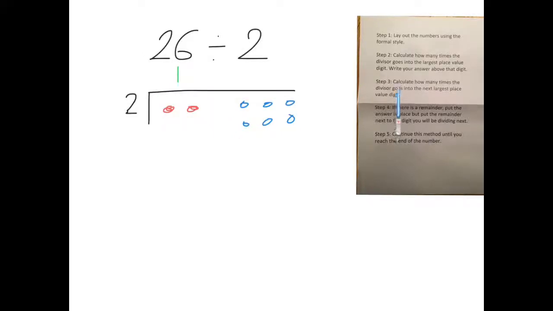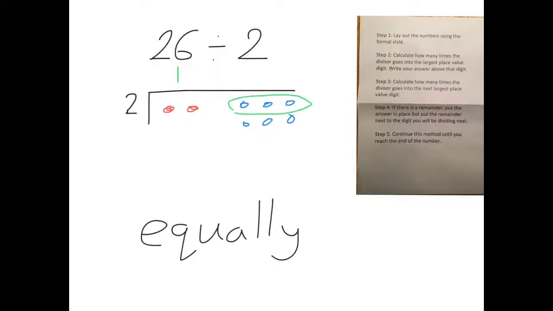Step 3 says calculate how many times the divisor, which again remember is the 2, goes into the next largest place value digit. So we've done the tens, we now have to do the ones. So we want to make this into 2 equal groups. So we've got 6 dots, and we want to share those equally, and that's a key word here. So remember that one, equally. Can we share those 6 dots equally into 2 groups? Well, let's try this. So we've got 1, 2, 3 in that one group, and we've got 1, 2, 3 in that second group. So we've shared the dots equally.